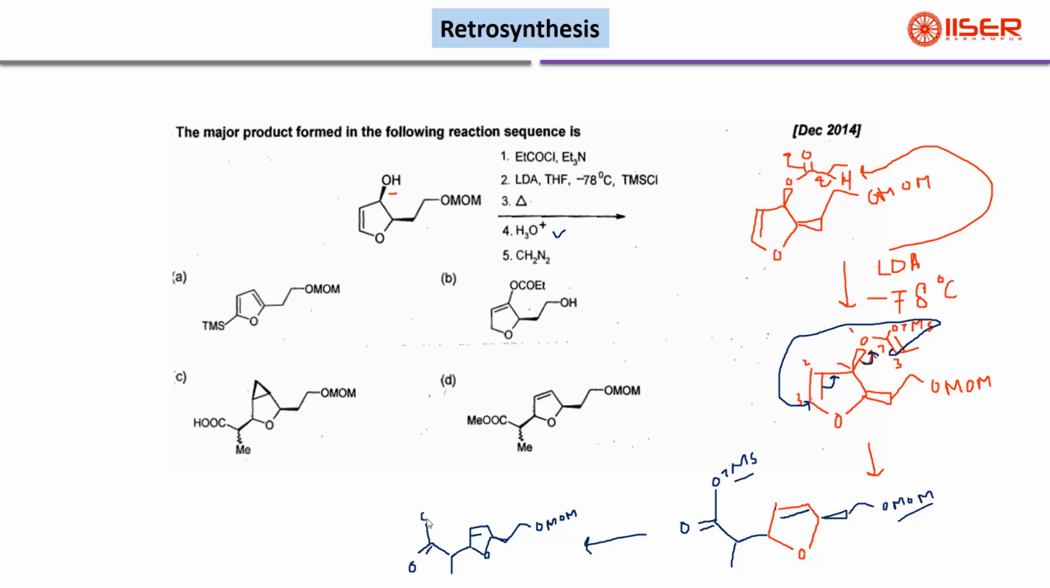The next step, they have added diazomethane. They have added diazomethane. In presence of diazomethane, this acid group undergoes esterification. So the correct option will be option D. Correct option will be option D. So in presence of diazomethane, it will form ester, and correct option will be option D.